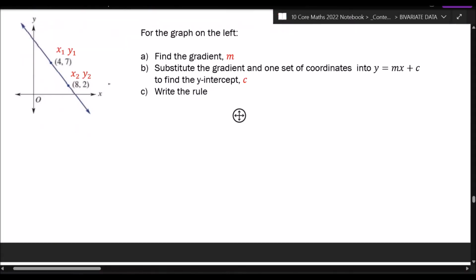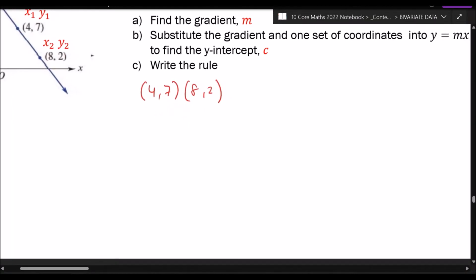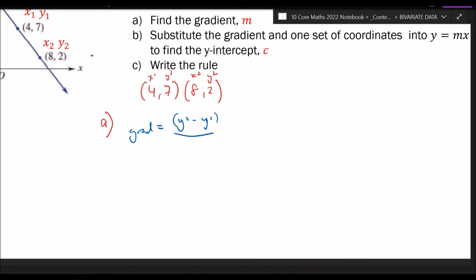The 2 points I have are 4, 7, and then 8, 2. First question, I need to find the gradient. So part A of that question. Remember to label them x1, y1, x2, y2. The gradient formula is y2 take away y1, if you want, put it in brackets, divided by x2 take away x1. Substitute that into your formula.